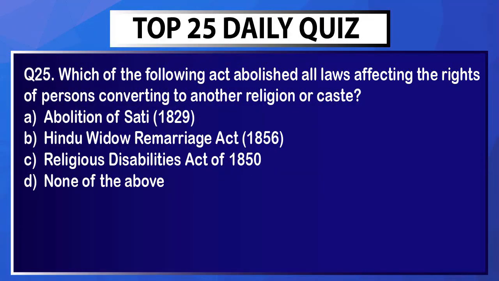Question 25. Which of the following acts abolished all laws affecting the rights of people converting to another religion or caste? Option A. Abolition of Sati 1829. Option B. Hindu Widow Remarriage Act 1856. Option C. Religious Disabilities Act of 1850. Or option D. None of the above. The correct answer is option C. Religious Disabilities Act of 1850.